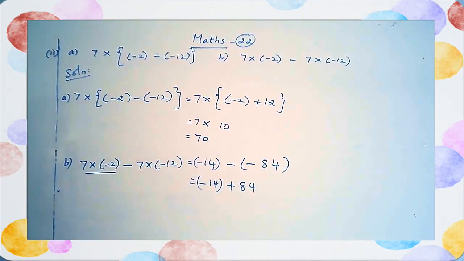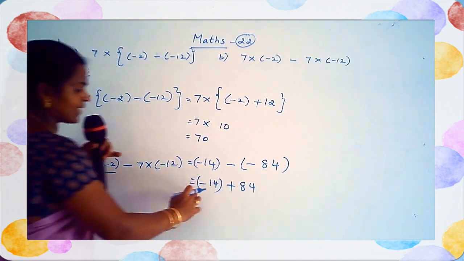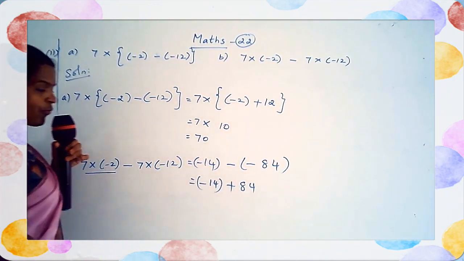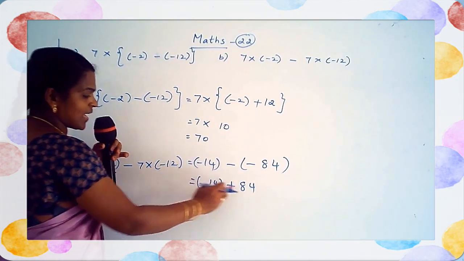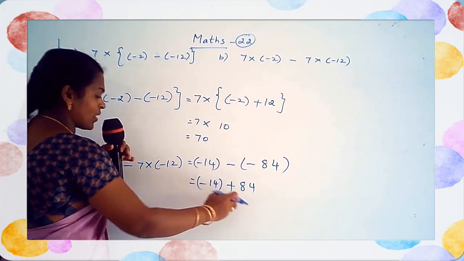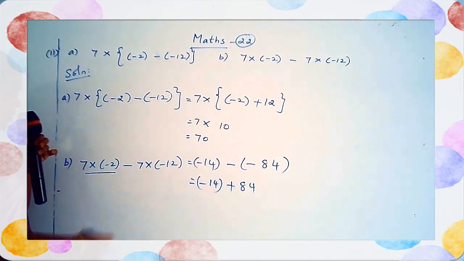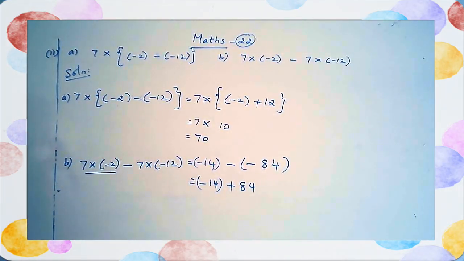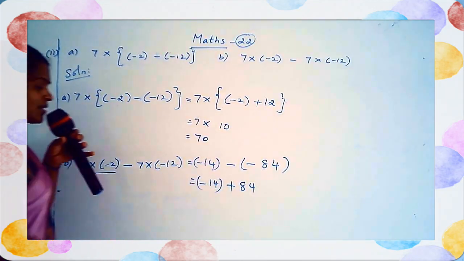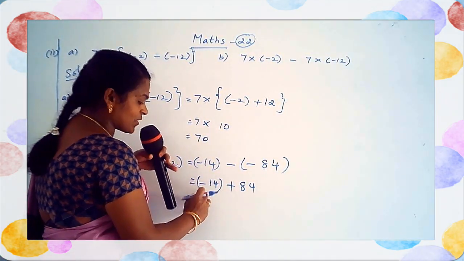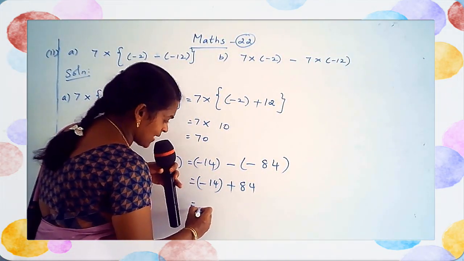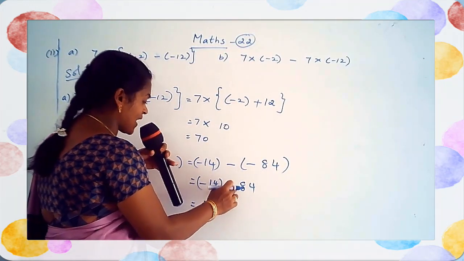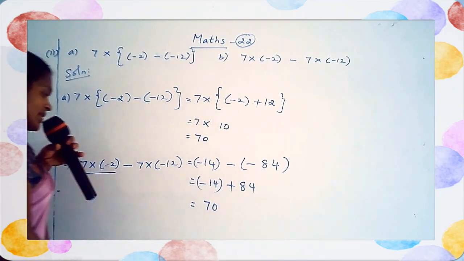Children, clear? Now you add these two integers. One is minus 14 and another one is 84. Here negative sign, this is positive sign. So if the integers have opposite signs, find the difference and put the greater value sign. So that's why 84 minus 14 is equal to 70. Here the greater value is 84. That sign is positive. So your answer is 70.